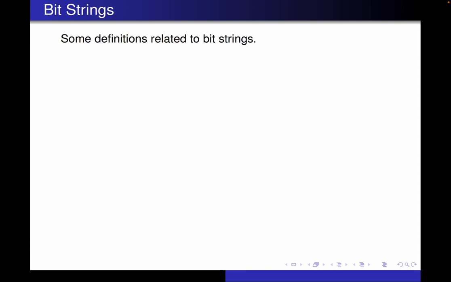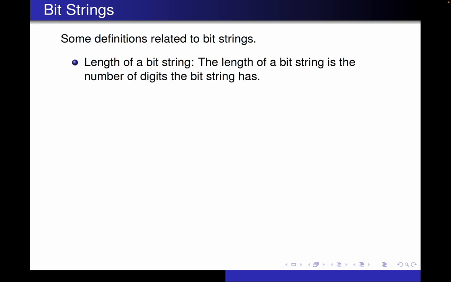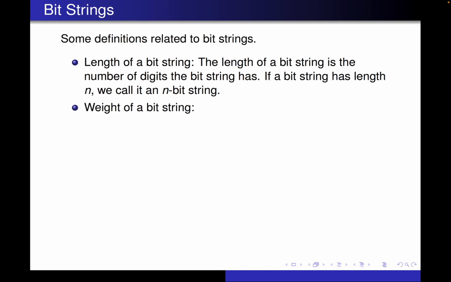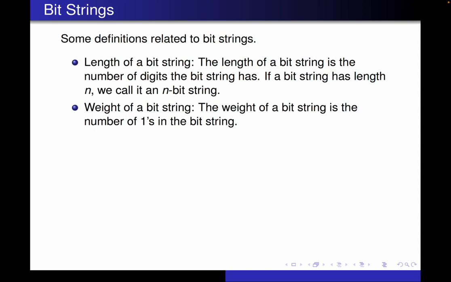Before I tell you some of the problems that are related to bit strings, we're going to do some definitions. First of all, if you have a bit string, one of the things you might be interested in is how long is it? So the length of a bit string is just the number of digits that the bit string has. If a bit string has length n, we call it an n-bit string. We also might be interested in what's called the weight of a bit string, and that is how many ones are in the bit string. So remember, the bit string can have a bunch of zeros and ones. The weight just talks about how many ones are in that bit string.